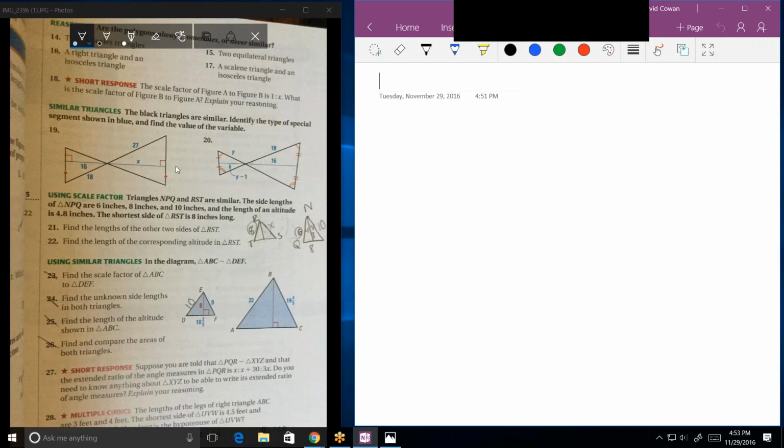Okay. I'm going to write all the given down. Well, let's look at those two triangles that somebody drew in there. What's the scale factor? Which triangle is bigger? Not according to the drawing, but according to the information they're giving us, which triangle is bigger, RST or NPQ? RST. Correct.